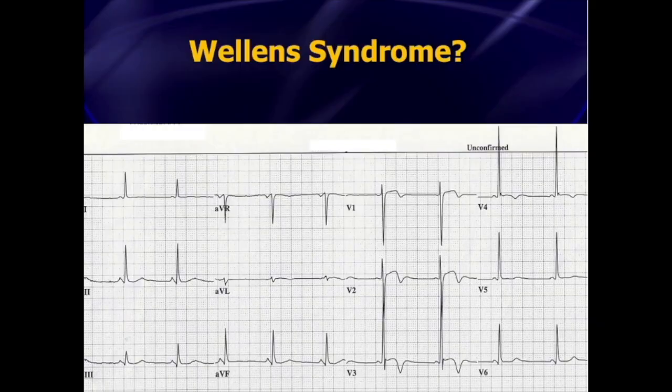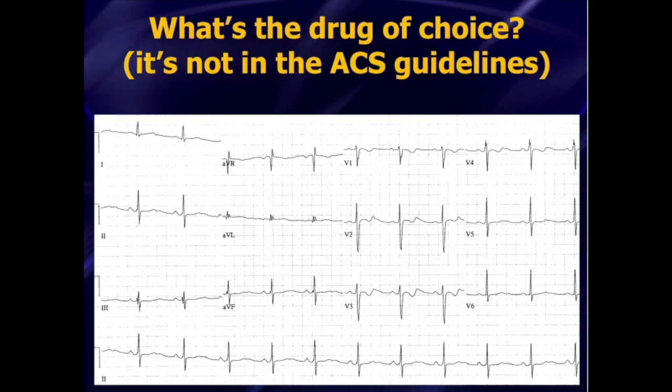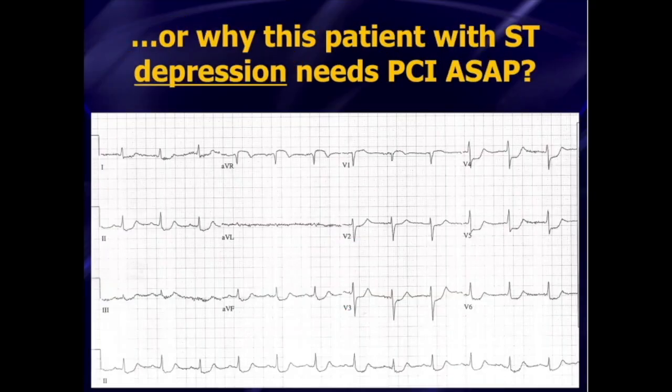This patient does not have cardiac disease. We'll talk about why this patient, who looks like they have Wellens waves, really doesn't have much of anything at all. We're going to talk about what the drug of choice for this patient with these ugly T waves in the precordial leads is. It's not an ACS drug. So you're going to learn some of the mimics of acute coronary syndrome as well.